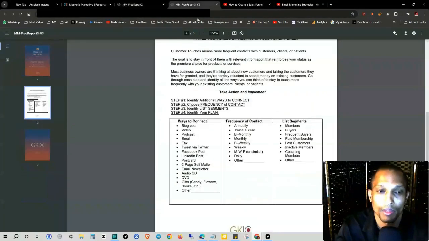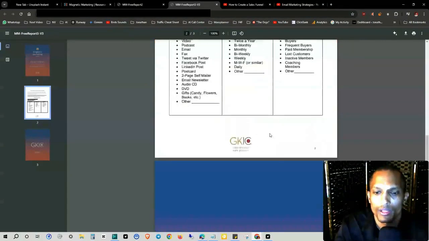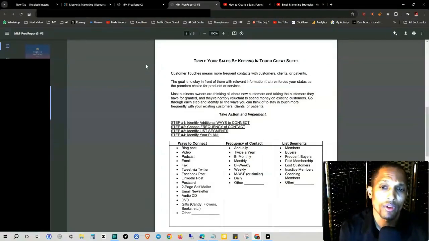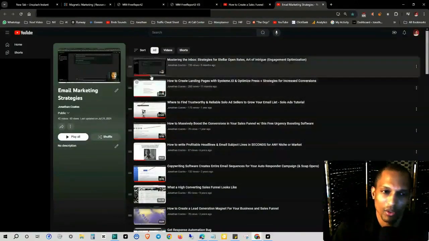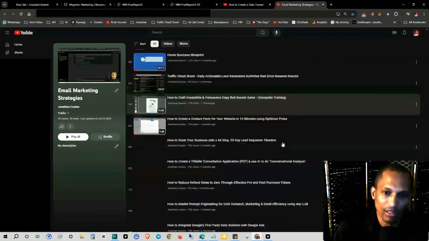Take action and implement. Now we'll also have this right here: Triple your sales by keeping in touch. This is the cheat sheet. Customer touches mean more frequent contacts with customers, clients, or patients. The goal is to stay in front of them with relevant information that reinforces your status as the premier choice for products and services. That's why I highly recommend that you go through my email marketing playlist, because that's all this playlist is about right here.